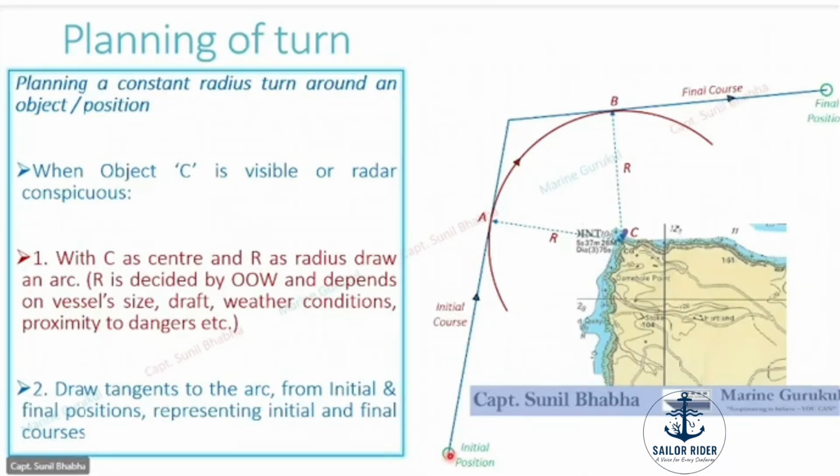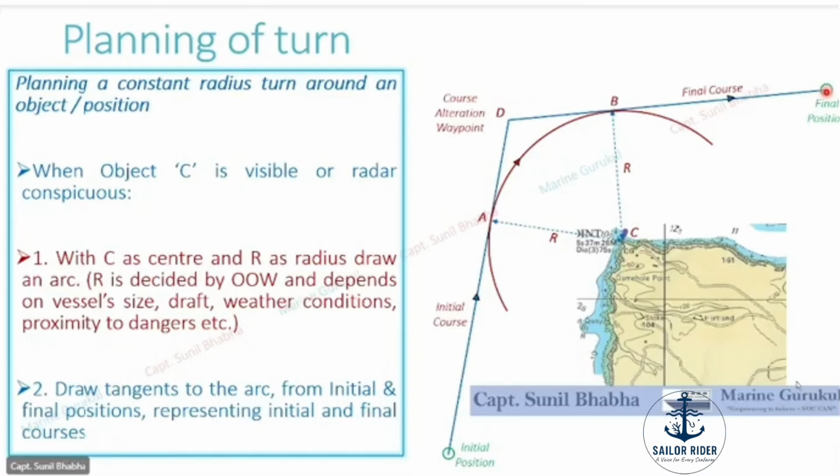So the vessel moves on the initial course, that is the first tangent, goes up to point alpha, point A. After point A, the vessel moves on the curved path, that is on arc alpha to Bravo. From point Bravo, the vessel moves on the final course. So the turn has been planned and plotted on our chart or ECDIS. So this is the method to have the curved path on our chart.